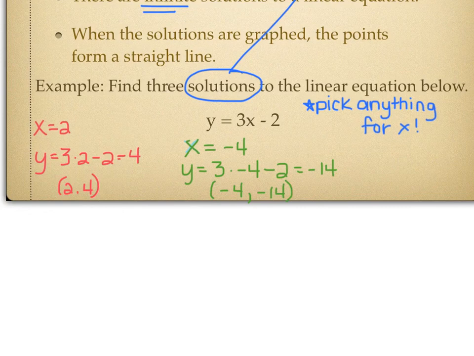There's another solution. Last one I'm going to pick is 0, because I always pick 0. 0 is a good one to try. You're going to hear me say that a lot in this chapter. I'm going to say x equals 0. So y equals 3 times 0 minus 2. Well, 3 times 0 is 0. 0 minus 2 is negative 2. And so my solution would be 0 comma negative 2. So that's how you find your solutions. And again, I emphasize, pick anything you want for x. I just chose numbers at random. You could have picked anything else and gotten other solutions because there's an infinite number.